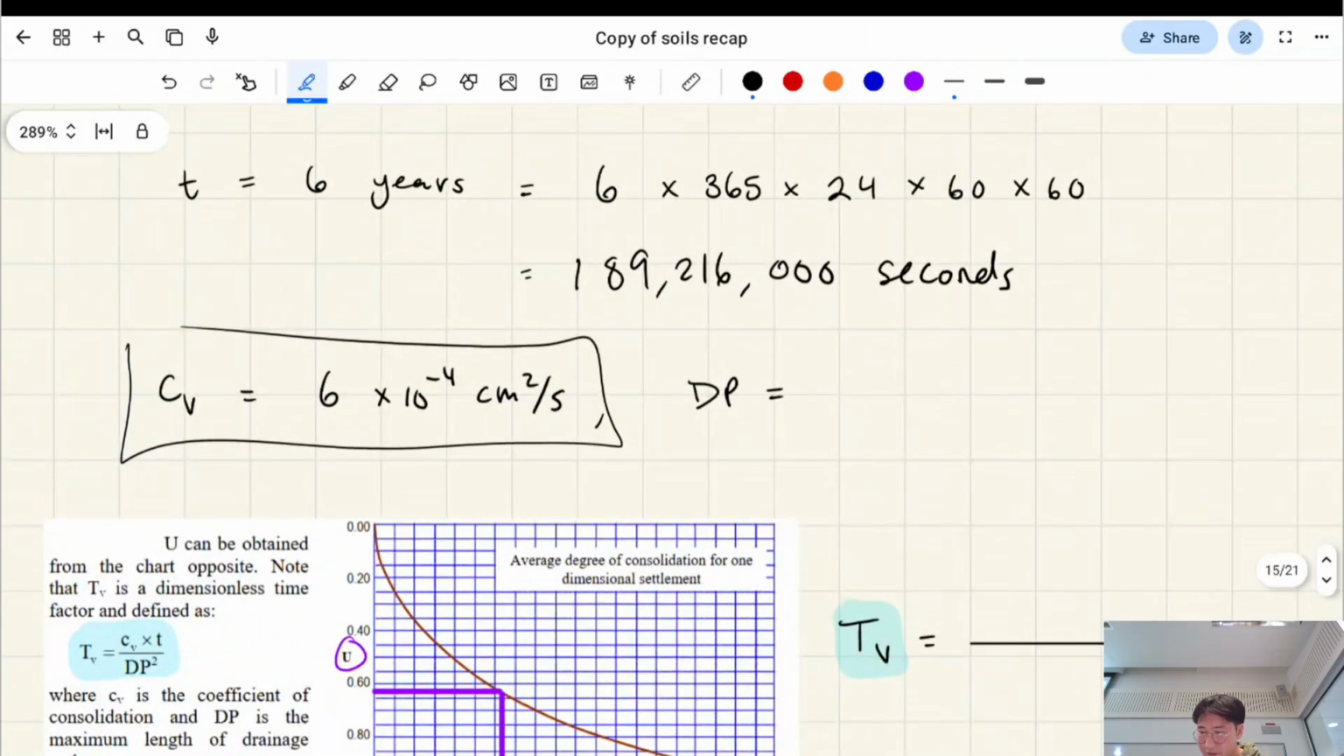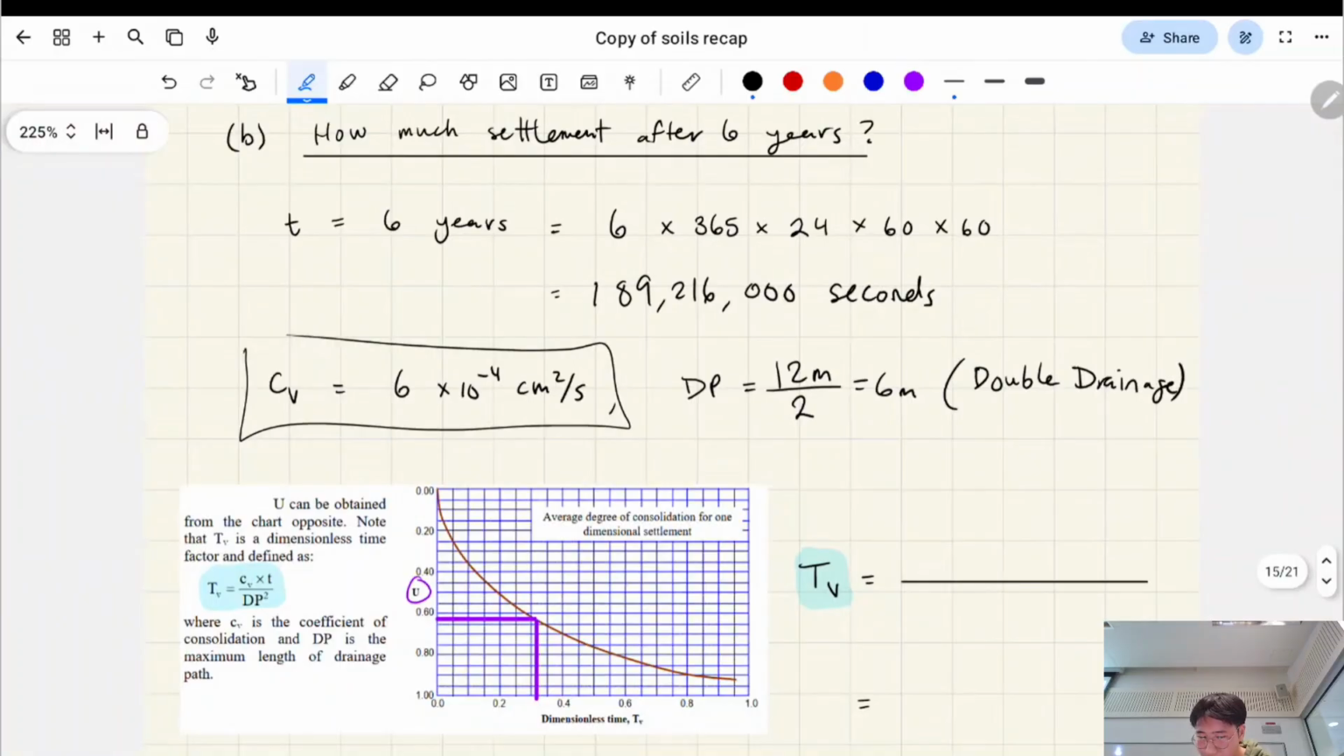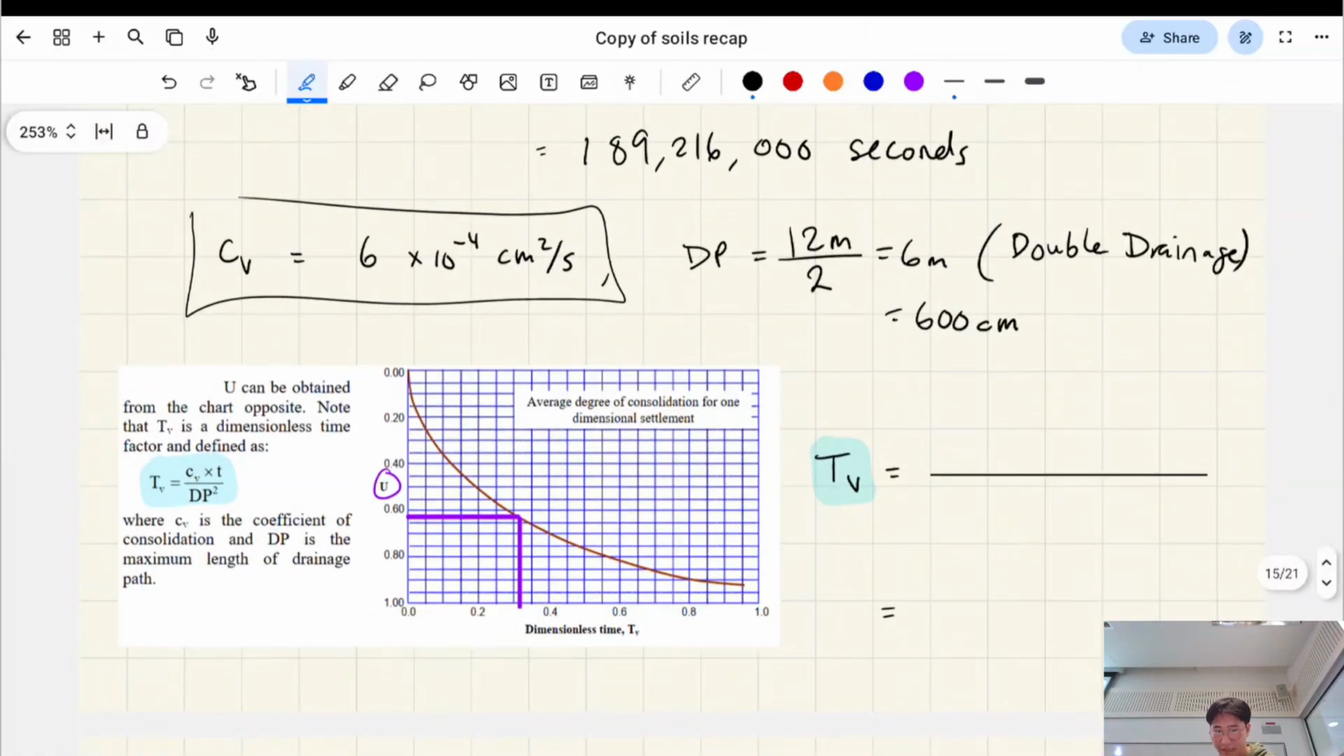Okay, basically what I'm trying to say is it's 12 meters, which is the clay layer, divided by 2, 6 meters. That's for double drainage cases. That's when you have soil underneath, right? Now, instead of converting this to meters, you're going to have less trouble converting this to centimeters because they're going to be divided out anyway. So just convert that to centimeters, right? It'll be faster.